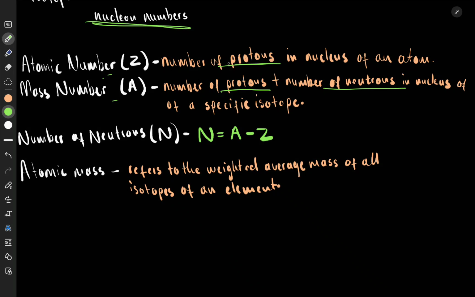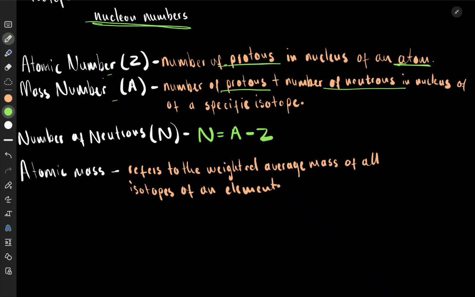When we say atomic number, it is the number of protons in the nucleus of an atom. Because what we know is that whatever the atom is, if it is an atom of hydrogen, it will have the same number of protons. So atomic number will be the same for all the atoms of that element.